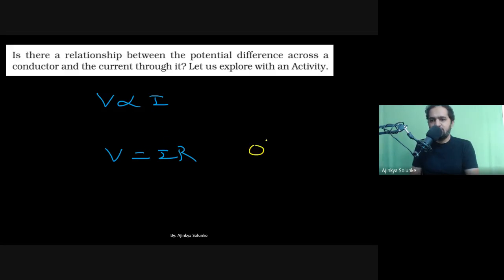See, this is Ohm's formula. Like, whatever the law we have studied, that is the formula for this. So you can just say this is Ohm's formula. But this is not Ohm's law. Ohm's law is this. This is Ohm's law.